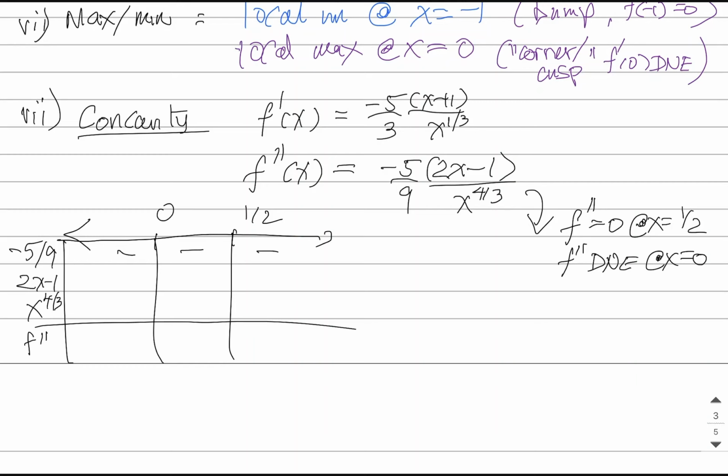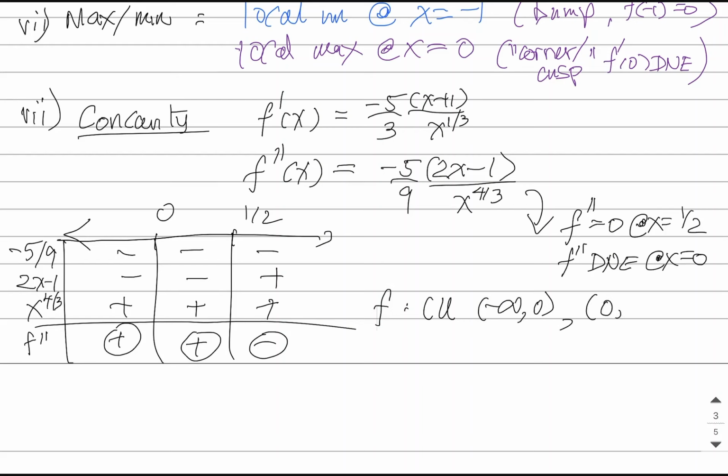So just like before, this -5/9 is negative everywhere. 2x minus 1 changes its sign at 1/2. So it's going to be negative when you're below, and it's going to be positive when you're above. x to the 4/3, because of that fourth power, will always be positive. At the end of the day, the second derivative is positive there, and negative there. So the function is concave up from -infinity to 0 with the round bracket, and 0 to 1/2 with a round bracket. It's concave down from 1/2 to infinity.